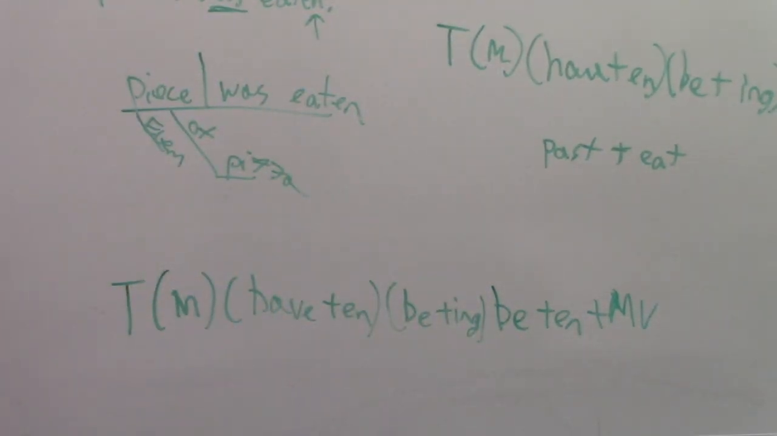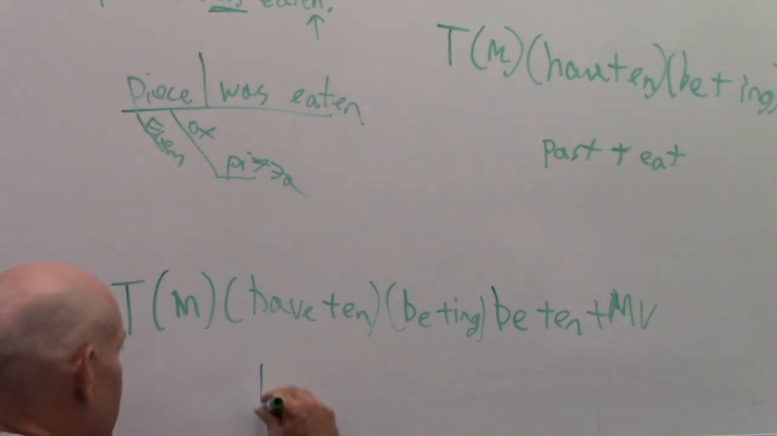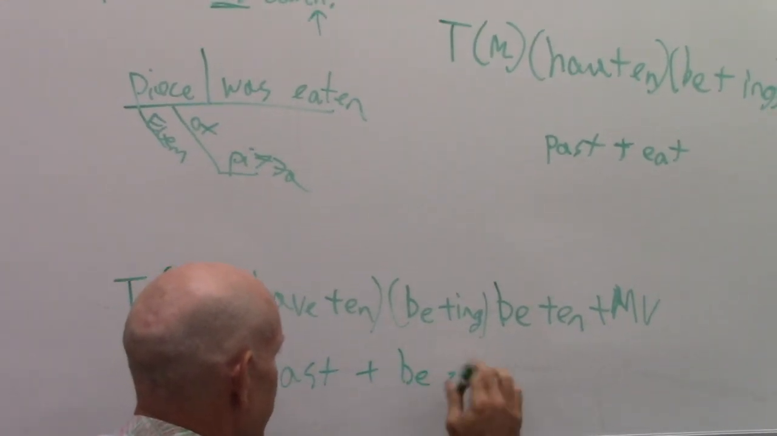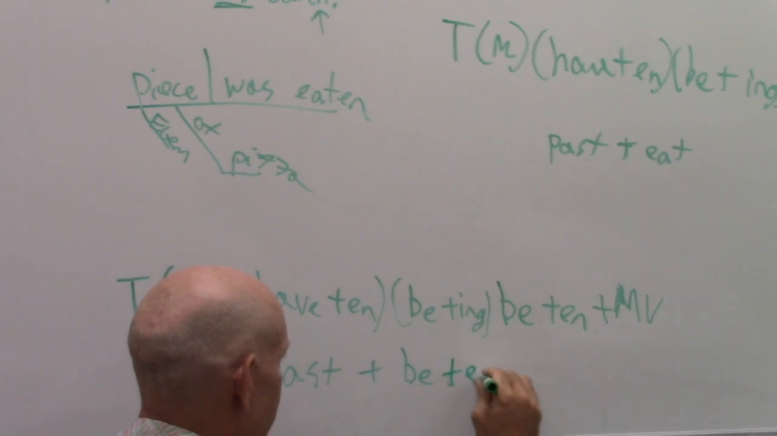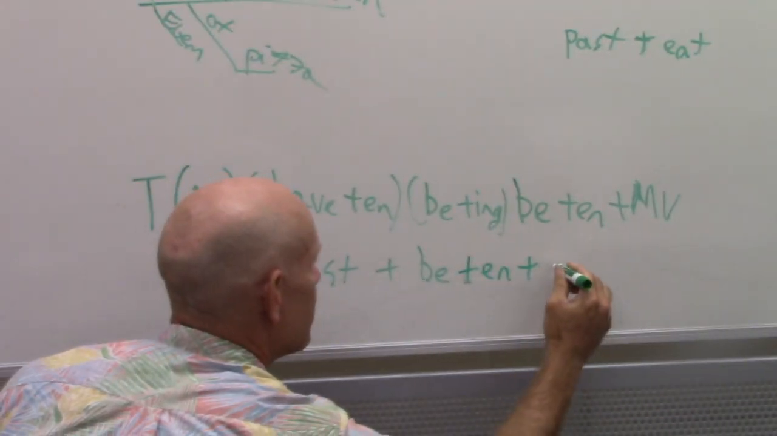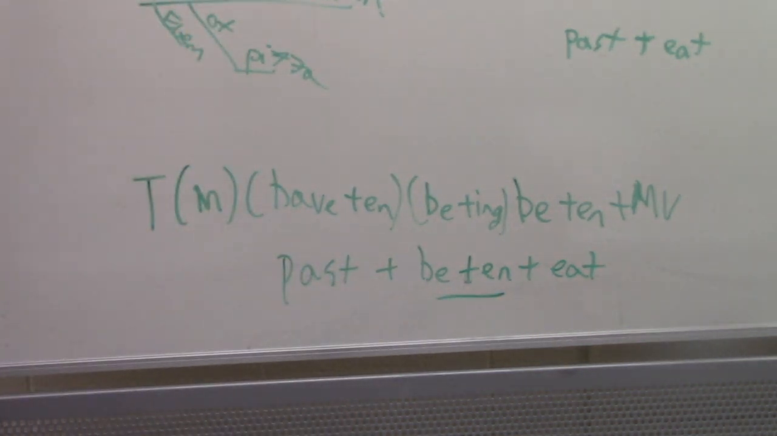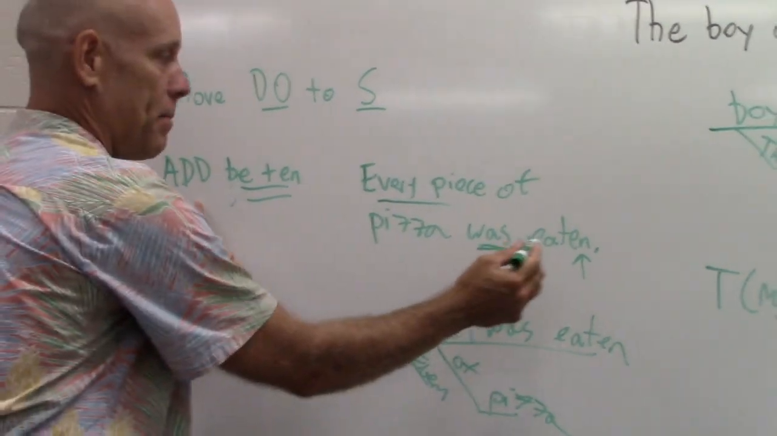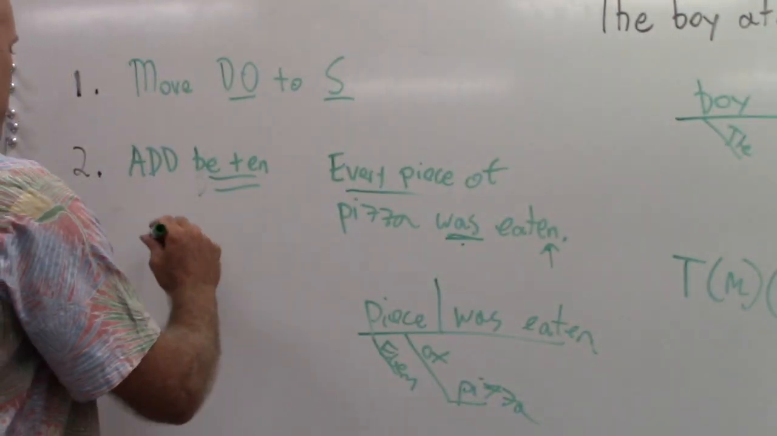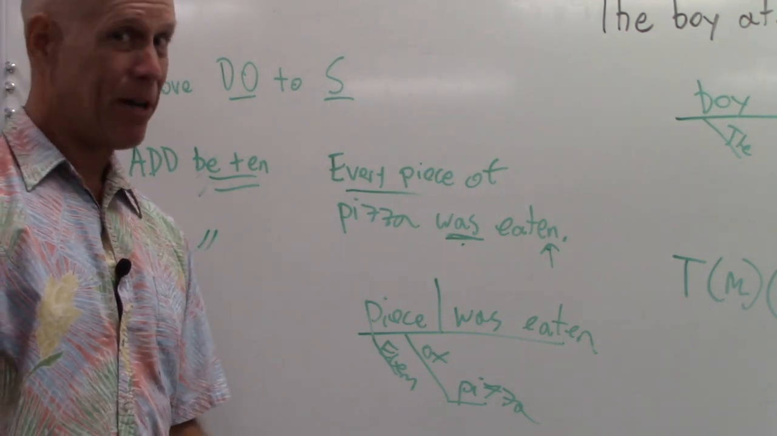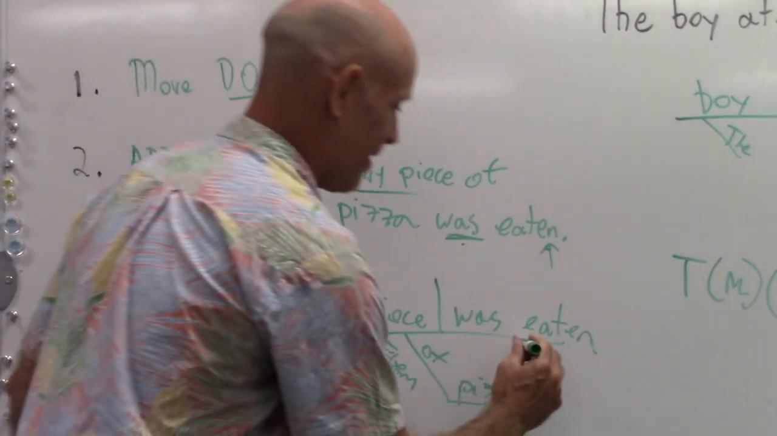So in this case, we would have, can you get all the way in the bottom here? Past plus be plus en, because we don't have the have or the ing there. And what's our main verb? Is eat, right? So, step 1, move the direct object into the subject slot like we did here, right? Step 2, add your be plus en. And step 3 is optional, okay? The boy probably doesn't want this, right? Why doesn't he want step 3? Because then he will get busted.